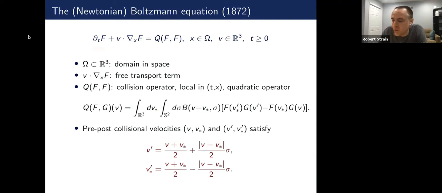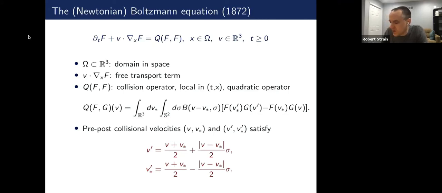So it's a similar equation, except we replaced p over p0 by v. So p is the momentum and p over p0 is the velocity. And here we're just calling v a variable and saying it's a velocity. That's one of the things that makes this Newtonian. And then v · ∇_x is the free transport term, and Q(f,f) is the collision operator, which is quadratic and is local in t and x. And it looks like that.